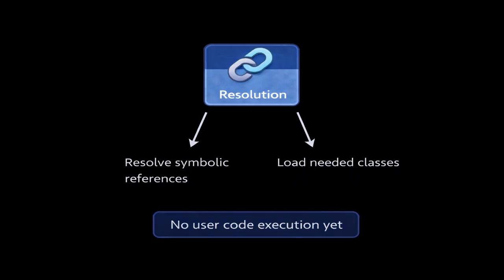So the next is resolution. What does it do? It resolves symbolic references. What does it mean? When the JVM resolves a class, it finds the real location for all the names used in the code, like the class name, method names, and variable names. Instead of just using their names, meaning symbols, it connects them to the actual place in memory. It also loads any other classes that this class needs to work properly. This way all the parts of the program are linked together and ready to run. So till here, no user code is executed yet.